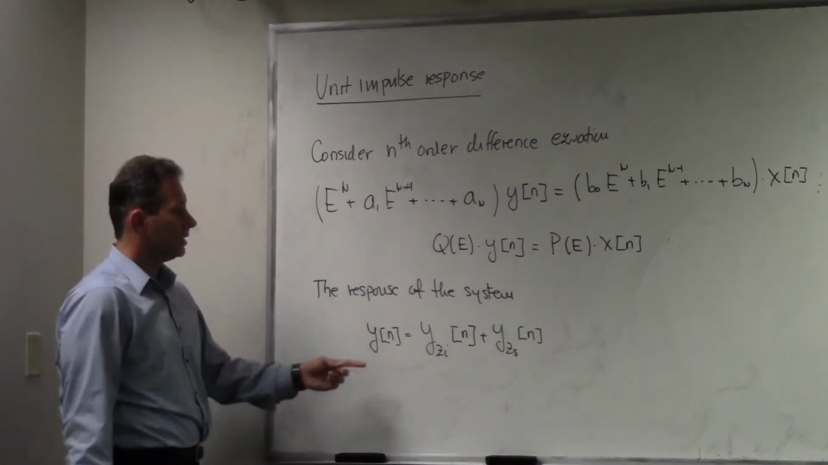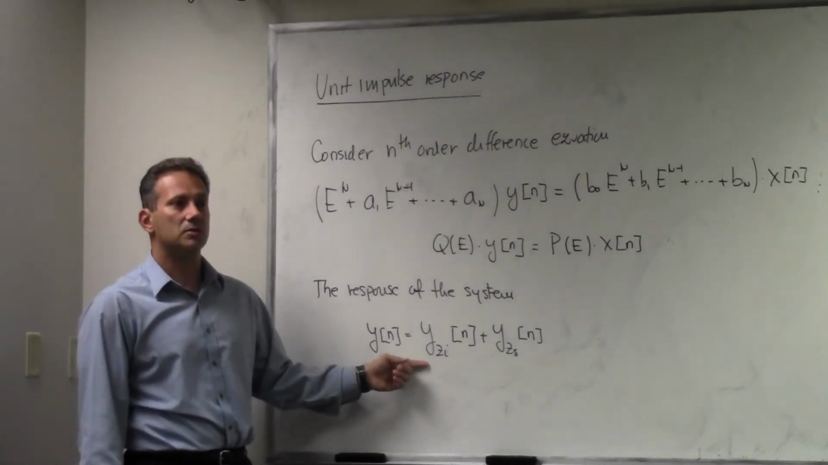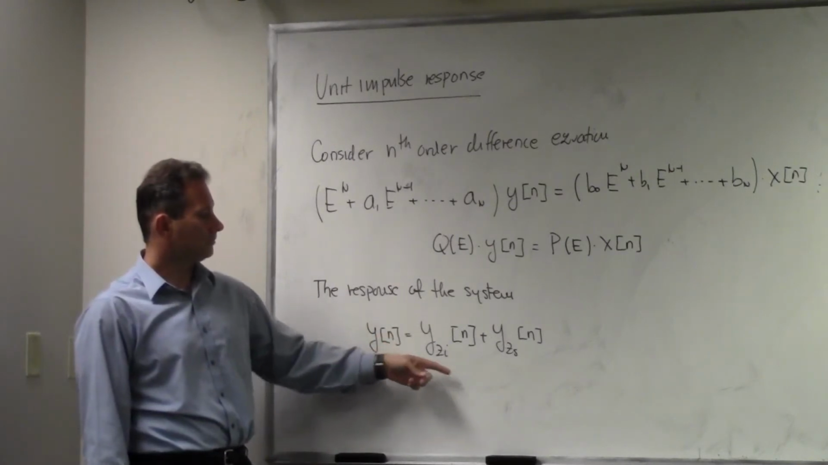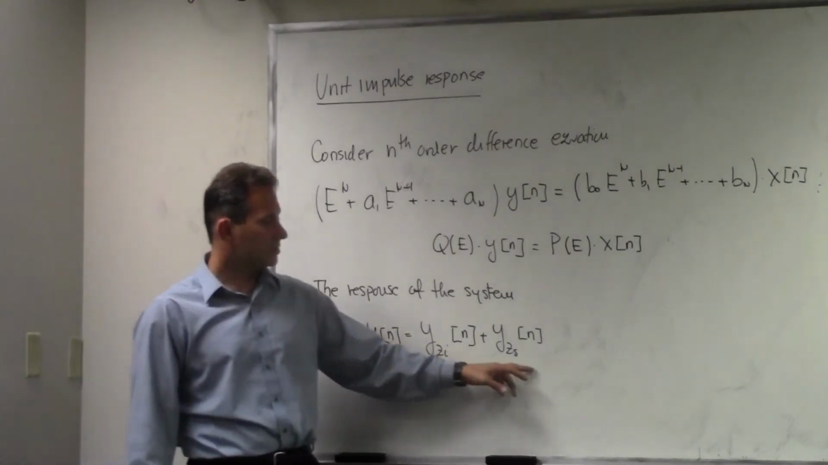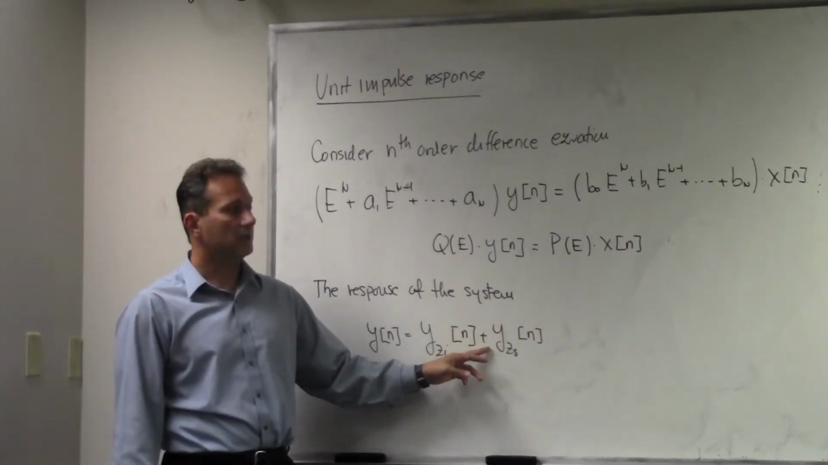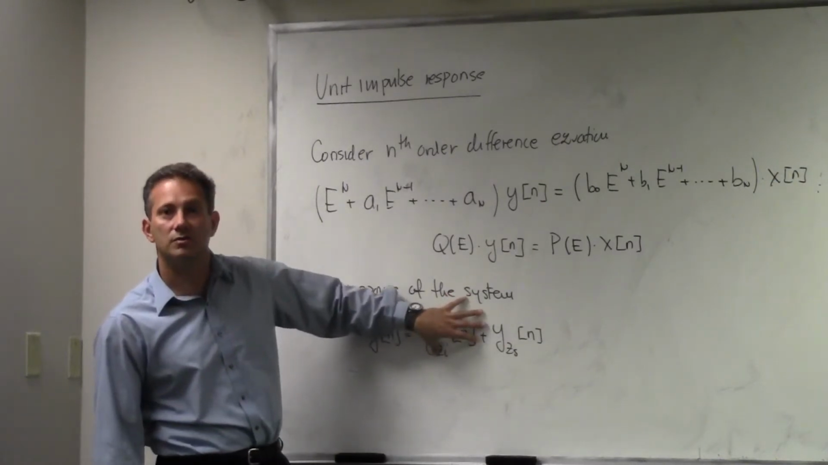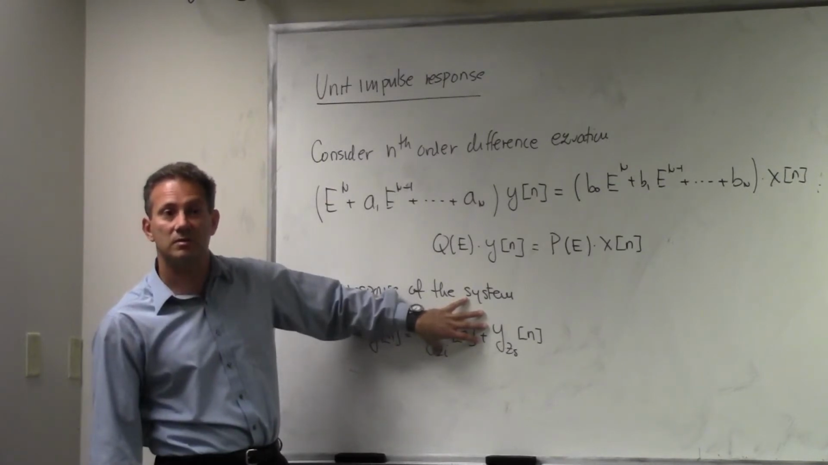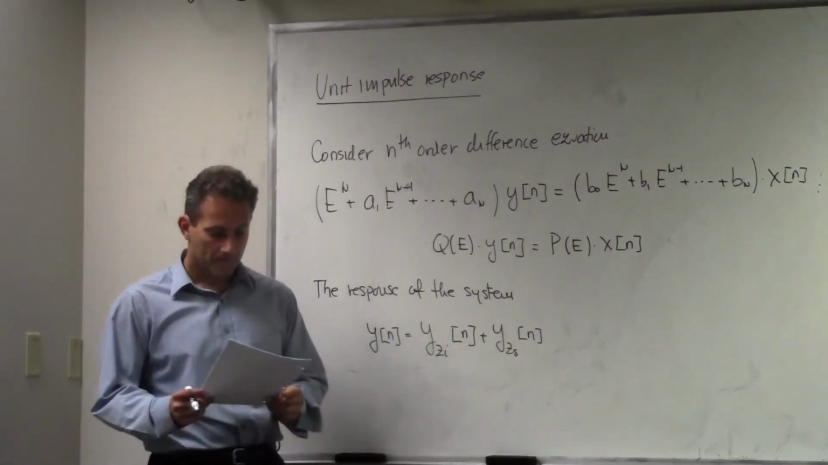Zero input is the response of the system to the initial conditions. If the system is not relaxed at the time or the sample n equals 0, then it will respond with this part. Zero state is the response to the input, assuming that the initial conditions were all 0, meaning that the system was relaxed. And then because the system is linear, superposition holds, so the response in the most general case is going to be a combination of the two.